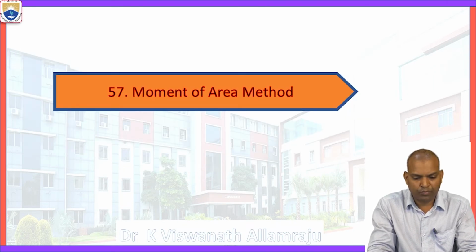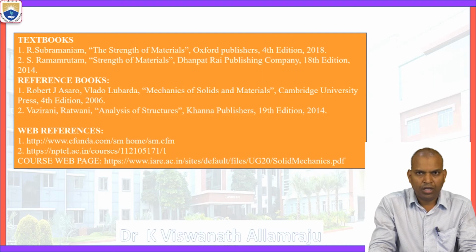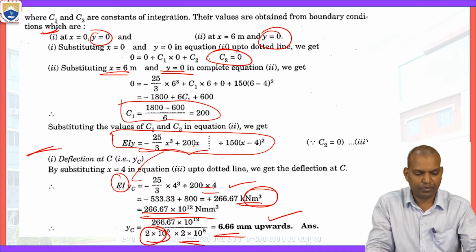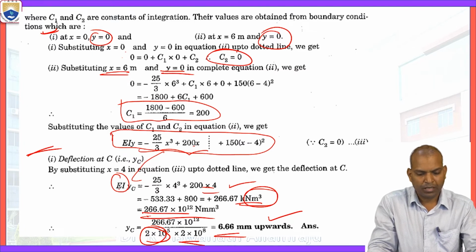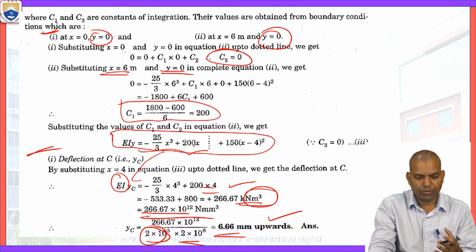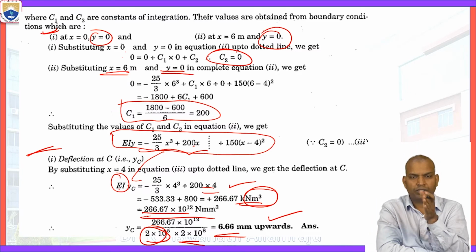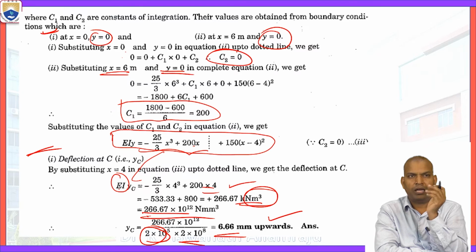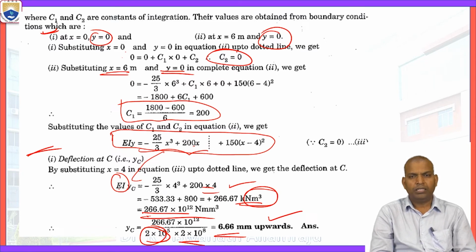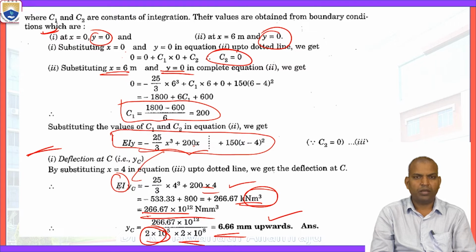That method is the moment of area method. So here, what is the difference? If you understand, for simplification more and more, just a glimpse, an introduction. What is the difference between this double integration method and Macaulay's method?